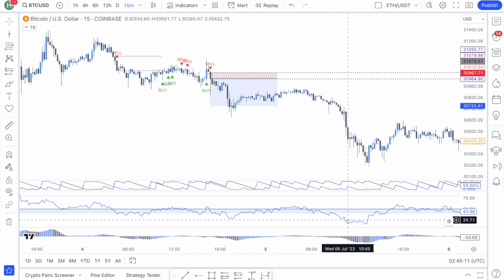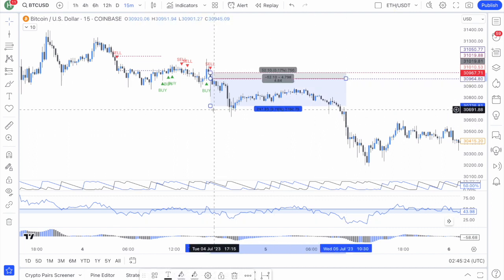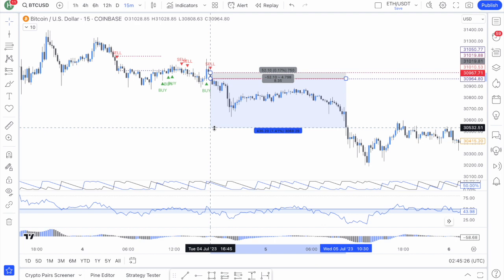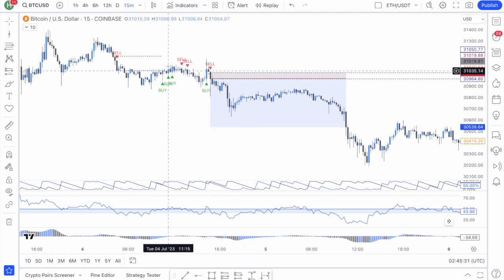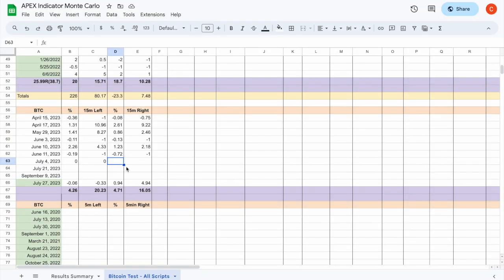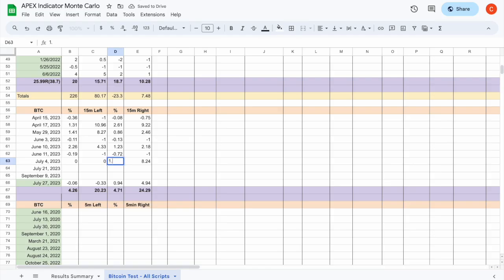I would have held that as well, according to the Apex rules. And again, if you're unfamiliar, just go ahead and check my first video, but I explained it a little bit at the beginning too. So I would have gotten out right here, right in the middle. So about 8.32 or 8.24, I'm sorry. 8.24 and 1.39%.